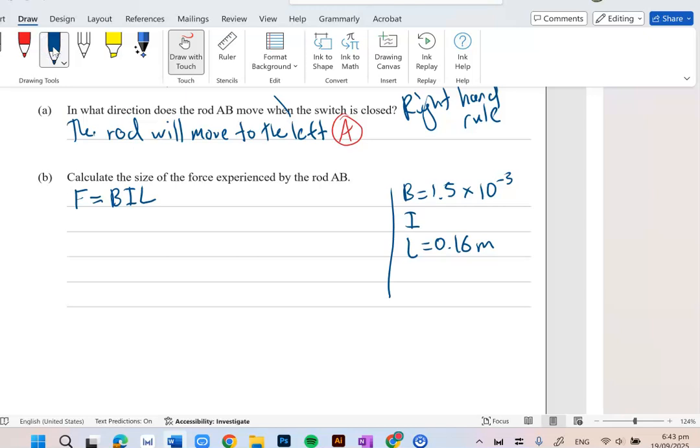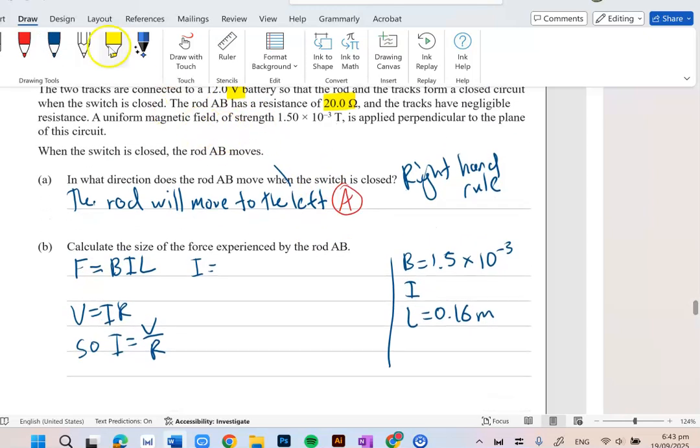I'll do it like this to make it more clear. V equals IR, so I equals V over R. That's just rearranged. So I will equal our voltage, which is 12, over our resistance, which is 20. Let's just put that in the calculator. It's going to equal 0.6 amps.